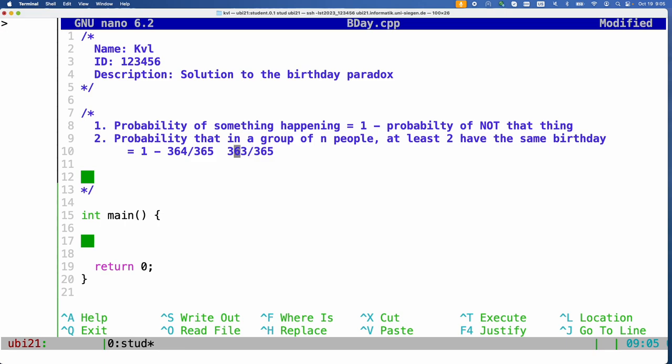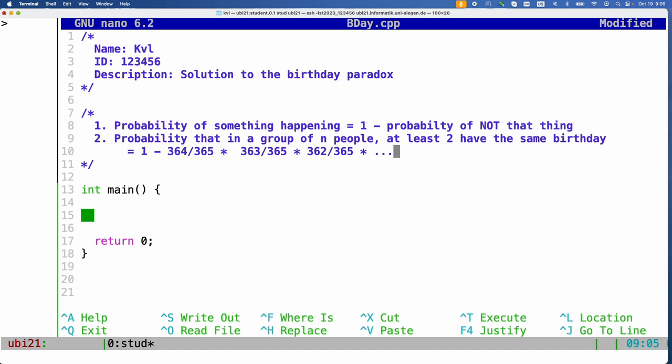Now, how do we merge those two together? Well, that is perhaps the harder part. We multiply these. So we have 364 divided by 365 times 363 divided by 365. That is the probability that these three people do not have the same birthday, right? And I think you will see already that there is a pattern happening. We can continue like that. If we add her to the group, we will see 362 divided by 365, and we can continue like that until we get to our n, our group number, right? So that is exactly what we have to keep on calculating. That is our solution already as an algorithm, as an approach.